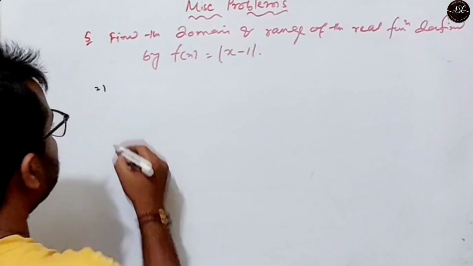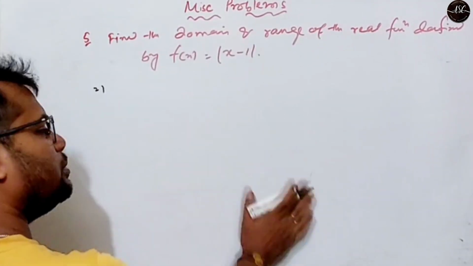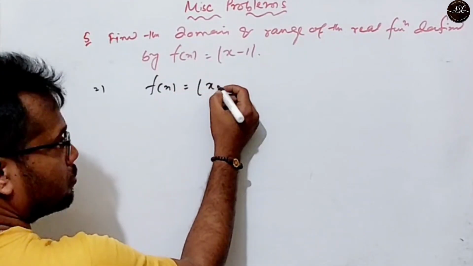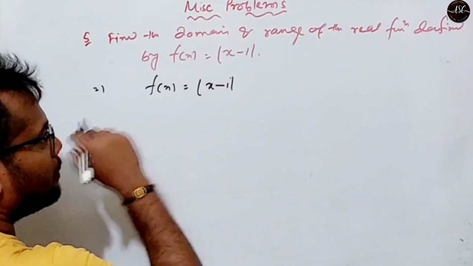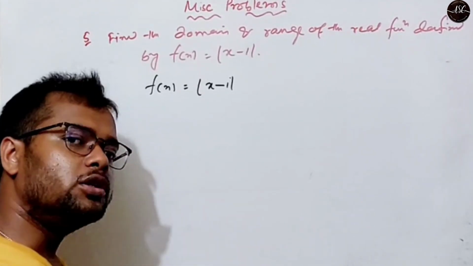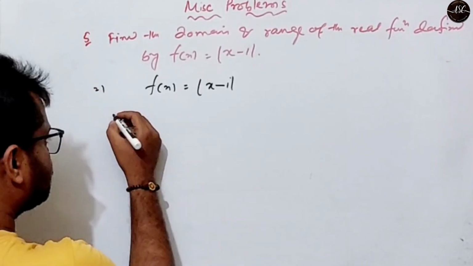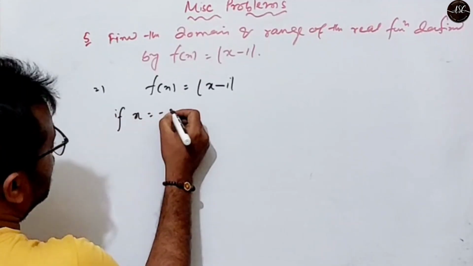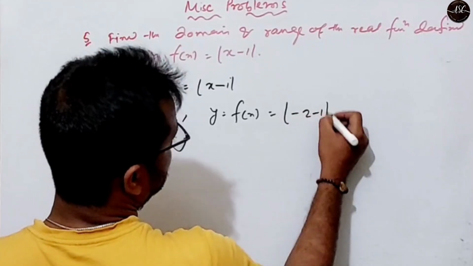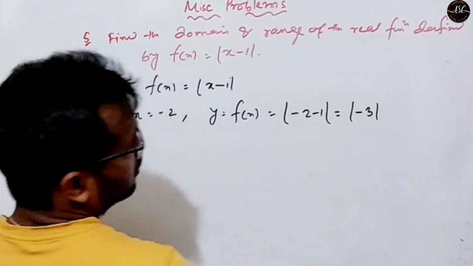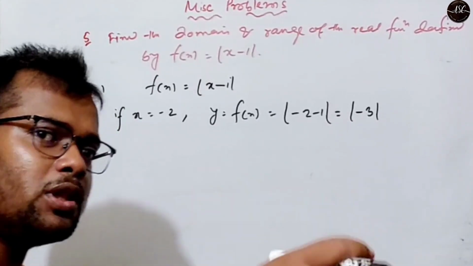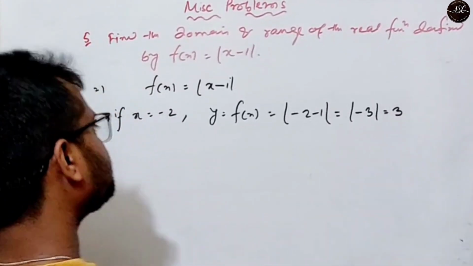Okay. Now look at this question. Like the previous, this type of question may arise. Okay. Here we have f(x) equal to root within mod x minus 1. f is the real function. So the value of x can be obtained from the set of real numbers. So here if x equal to minus 2, then y equal to f(x) equal to mod of minus 2 minus 1, that is mod of minus 3. The value of minus 3 within mod will be converted to the absolute value, that means 3.